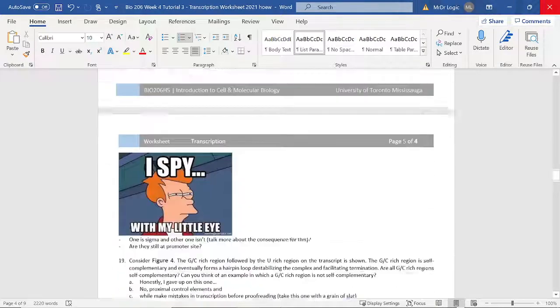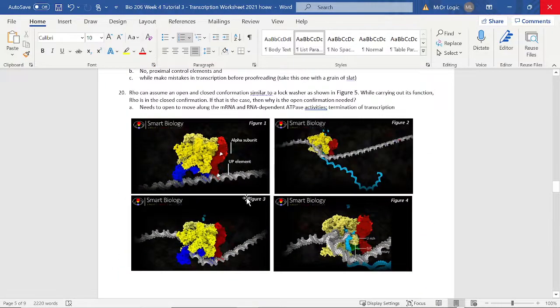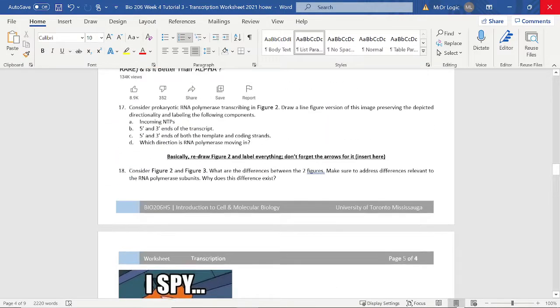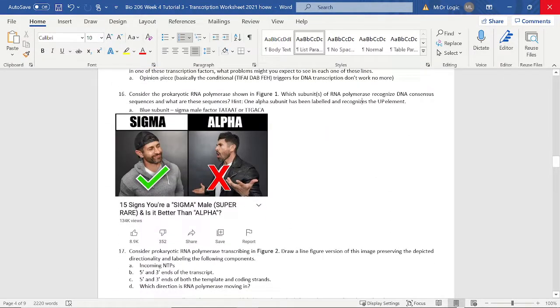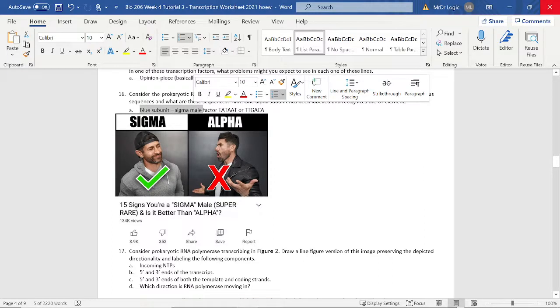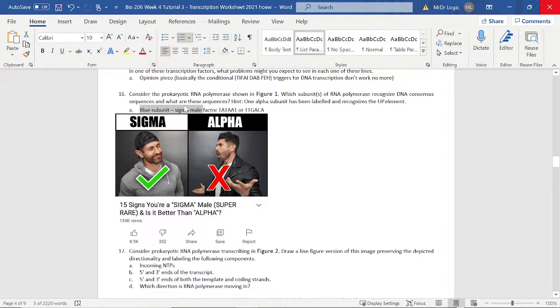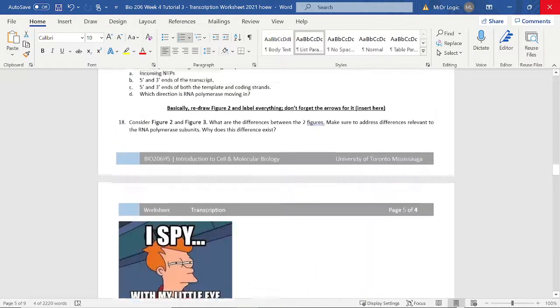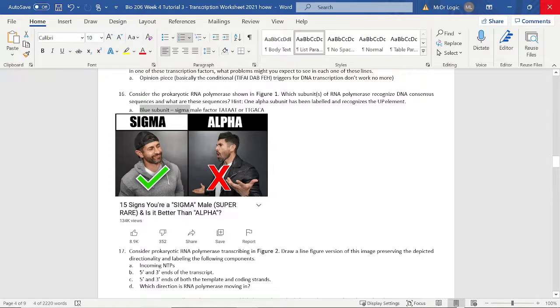Okay, now 16 through 20 basically goes over these images, and be sure to check out Smart Biologies, more specifically 5.1, 5.2, and there was another one for rho protein, but I don't remember that one. But 5.11, 5.12, go through those. Okay, for 16, basically the blue mutant sigma. The blue subunit is the sigma. This right here, that's what it is. And what are the sequences? These are the sequences right here.